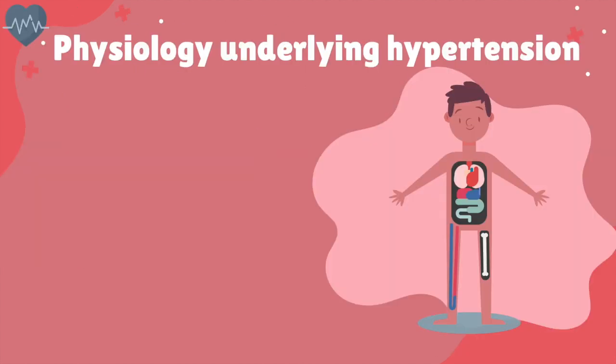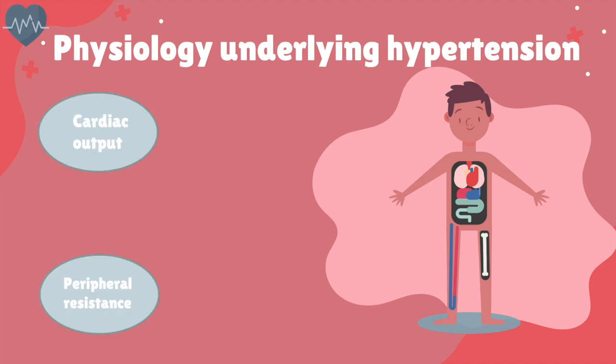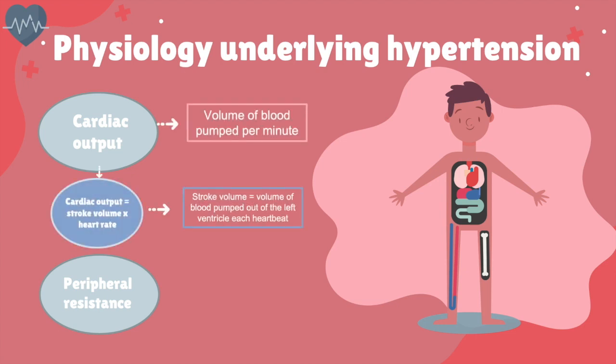The principal determinants of high blood pressure are cardiac output and peripheral resistance. These factors are the targets of antihypertensive drugs. Cardiac output is the volume of blood the heart pumps out per minute and is dependent on stroke volume and heart rate. Thus, cardiac output affects blood pressure as greater blood volume in the arteries increases the pressure exerted on vessel walls. Blood pressure is also influenced by peripheral resistance.